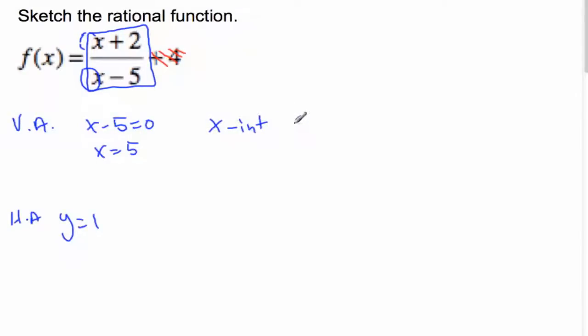My x-intercepts, I always let y equal 0. So that means this fraction here has to be 0. In order for that fraction there to be 0, anytime a fraction is going to be 0, the top is 0. So I know that x plus 2 equals 0. So x equals minus 2. So my x-intercept is negative 2, 0.